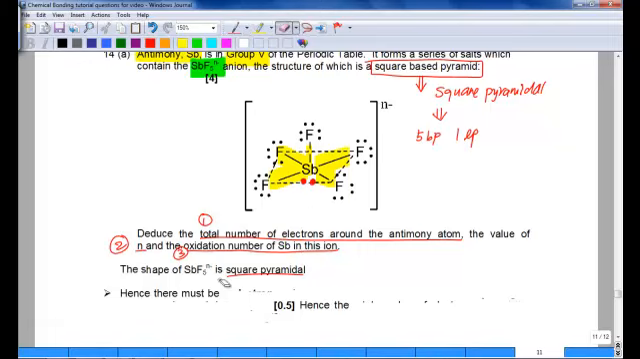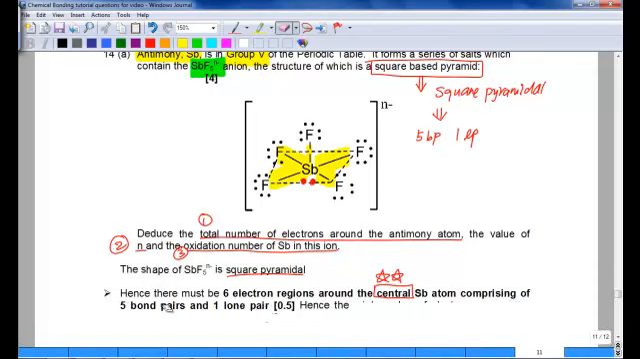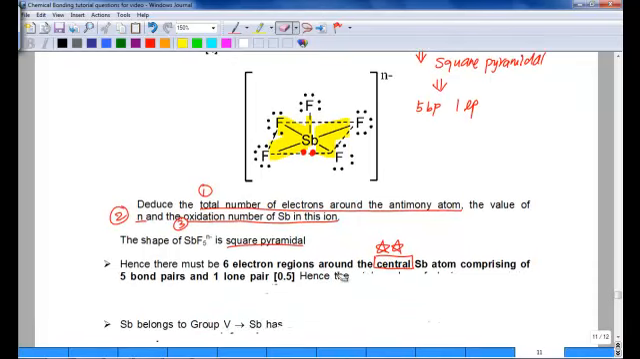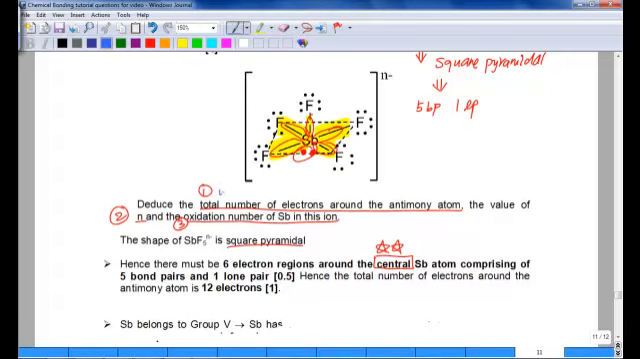Based on this, we can easily determine the total number of electrons in the atom. For you to write down, there are 6 electron regions around the central Sb atom. Please take note, central Sb atom, and it consists of 5 bond pairs and 1 lone pair. So we have 2, 4, 6, 8, 10, 12. Altogether, 12 electrons around the central antimony atom. So this is simple, and we have tackled our first question.